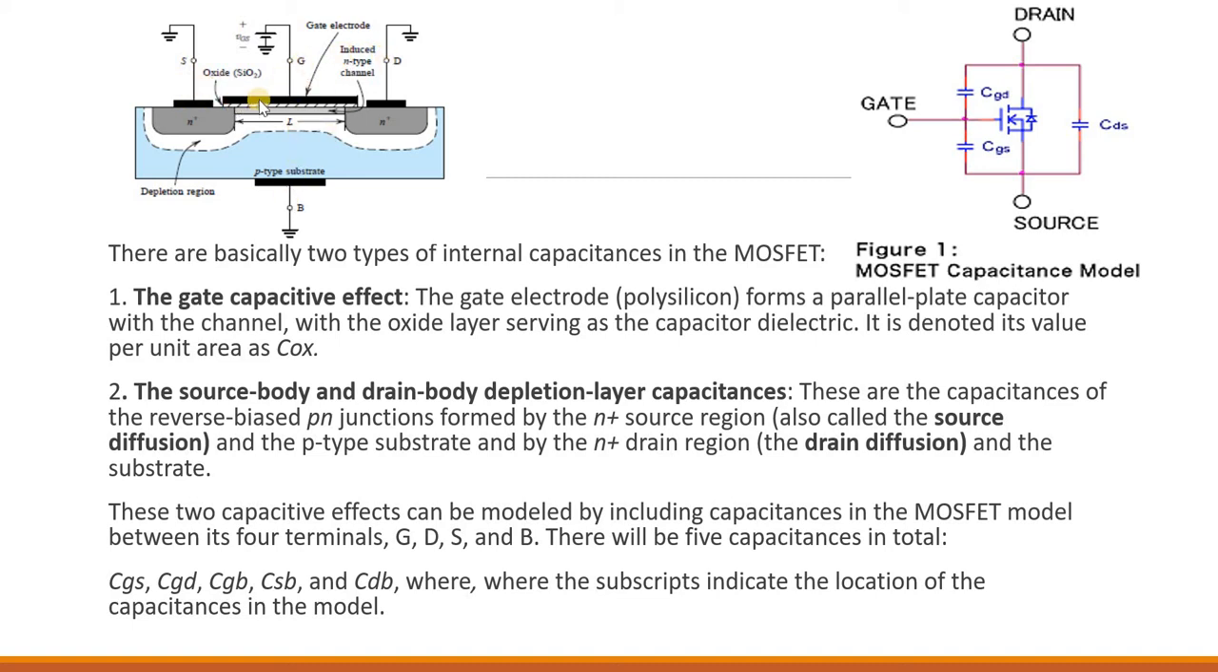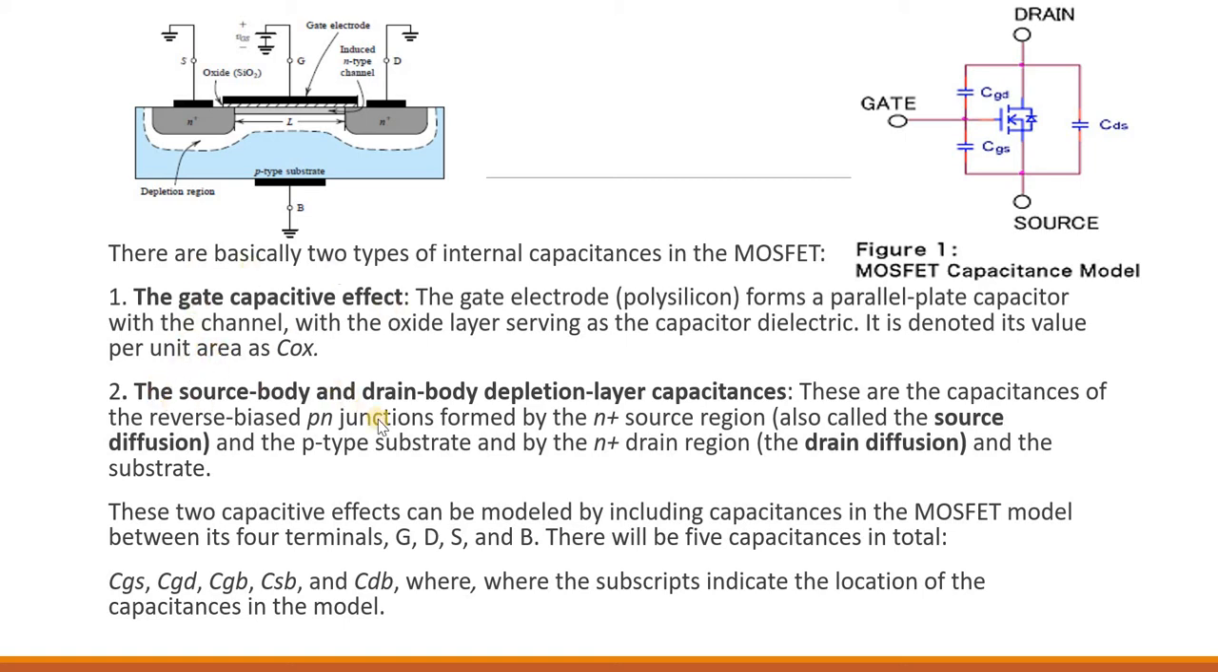The gate terminal is an electrode, and this electrode is isolated from the channel region by the oxide layer. The oxide layer acts as a dielectric, this is one plate of the capacitor and this is the other plate. So this acts as a capacitor. So we have capacitance between the gate and the source, between the gate and the drain, and between the gate and the body. These three capacitances are because of the gate capacitive effect.